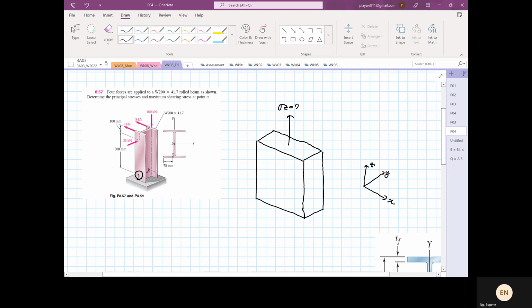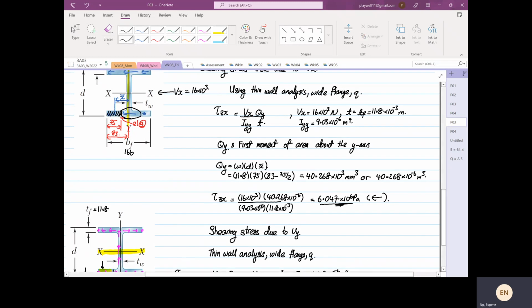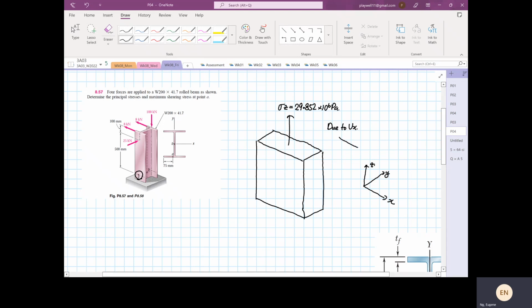And from our analysis, we realize that stress Z is tensile, equal to 29.852 times 10 to the power 6 Pascal. Then the shear stress, we have to be careful. Due to Vx, we have a shearing stress of 6.047. So we have a shear stress going this way, 6.047. Then due to Vy, it is coming in the opposite direction and is going at 4.439. So the shear stress in this direction.